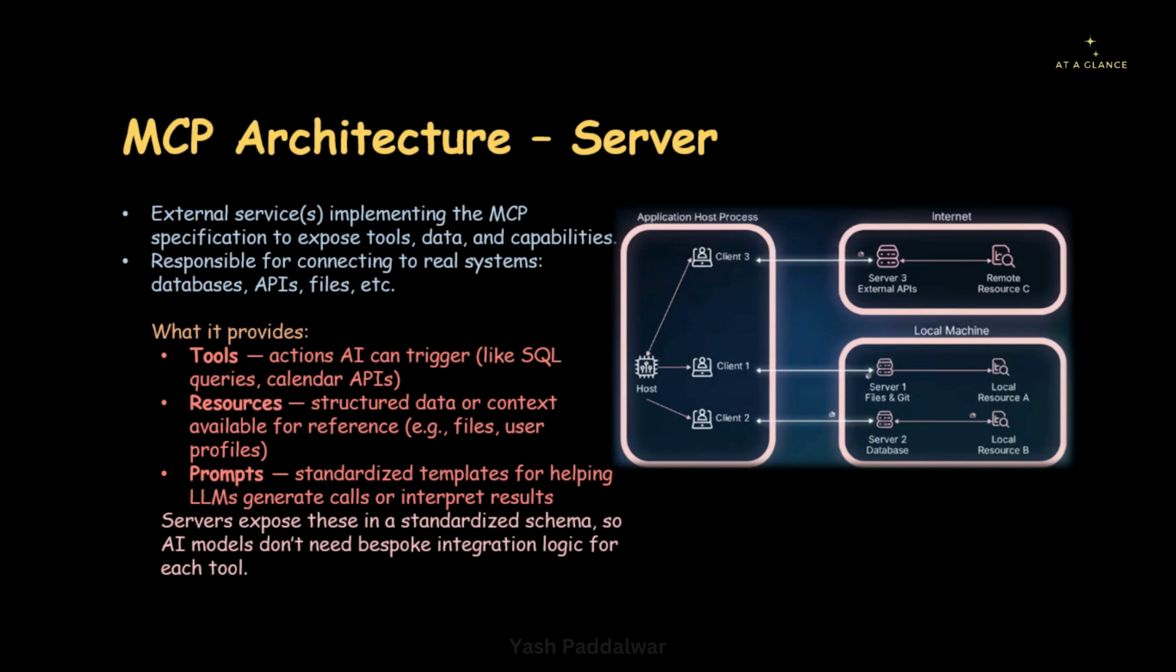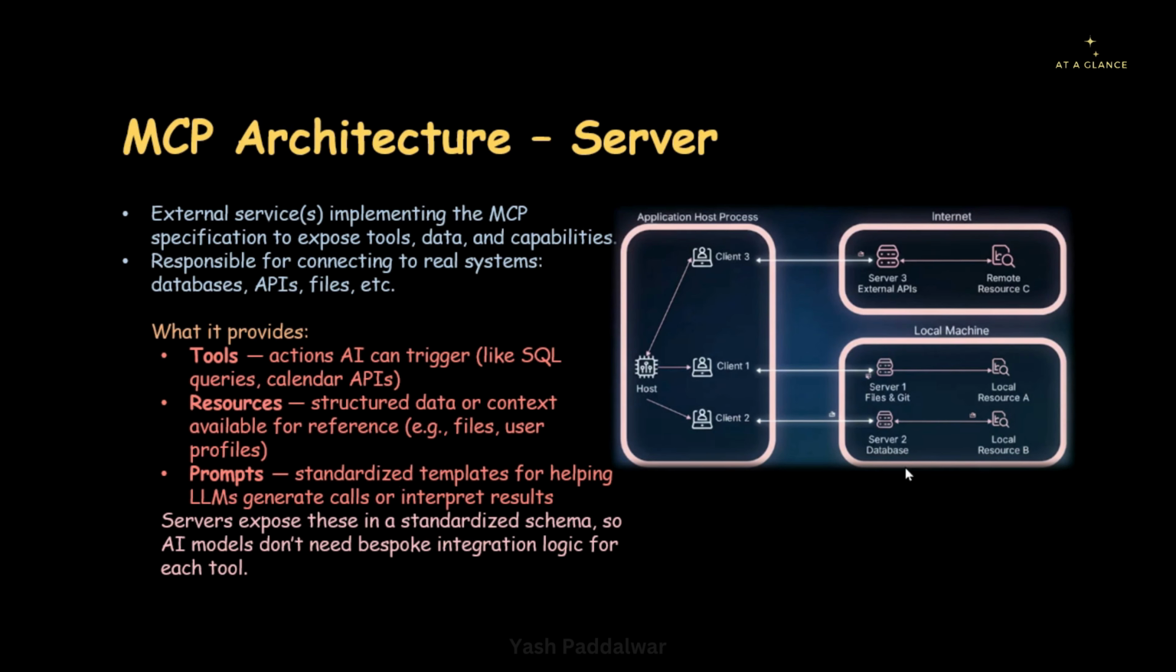So a server can also have a storage for prompts which contains standardized templates. This will help the LLM generate calls or interpret the results. Calling the appropriate tool will be helpful. So in short, servers expose these in a standardized schema, so AI models don't need bespoke integration logic for each and every tool. I hope this server component in MCP architecture is clear to you all.